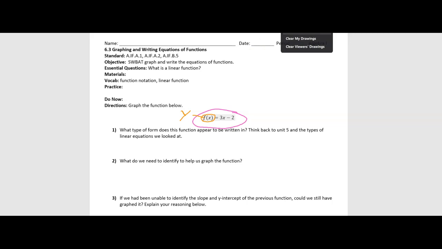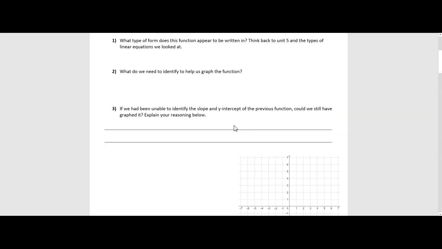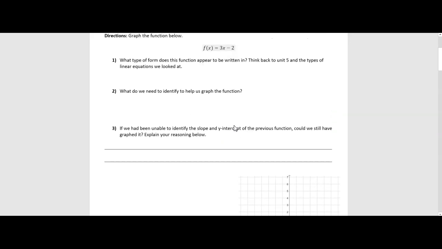Okay, I'm going to scroll down here a little bit. I guess we can answer question 1 first. Question 1 says, what type of form does this function appear to be written in? Think back to Unit 5 and the types of linear equations we looked at. Well, we had 3 types of linear equations. We had slope-intercept form, which was y equals mx plus b.